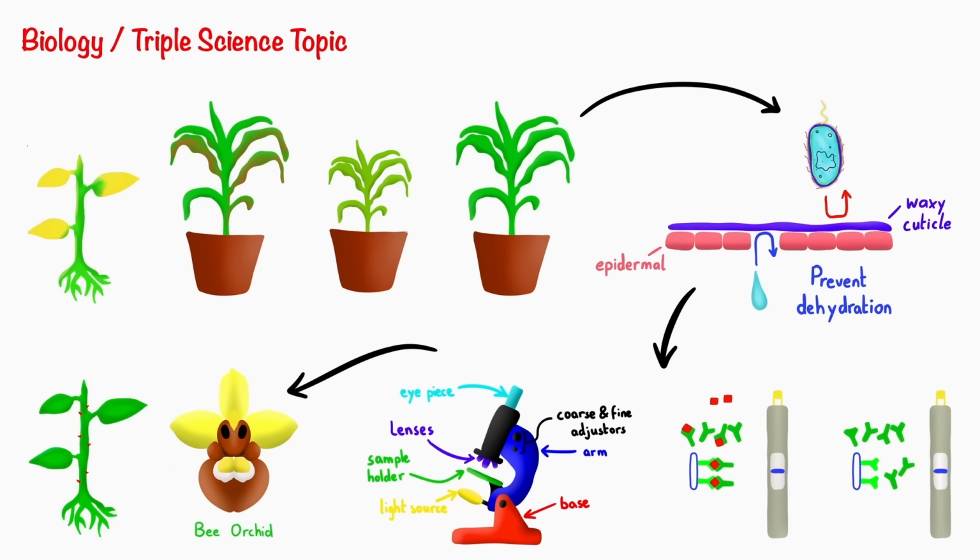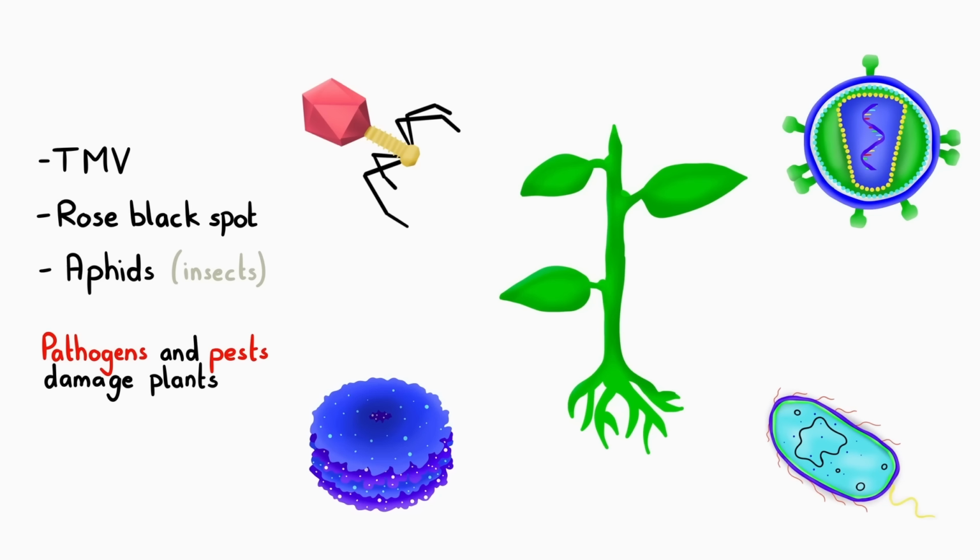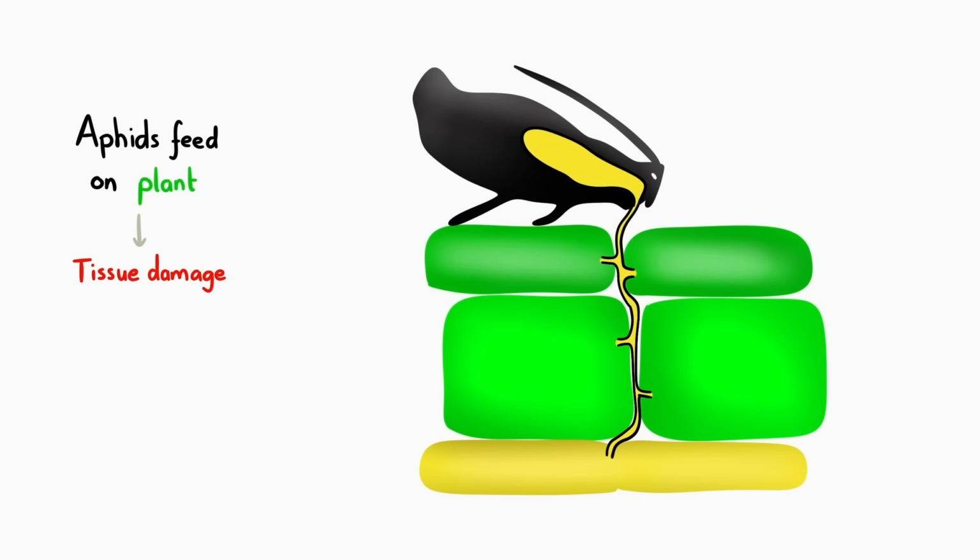Finally, we'll investigate the fascinating physical, chemical, and mechanical defense mechanisms plants use to resist infection. Plants, like all living organisms, are susceptible to diseases. Various pathogens can infect them, including viruses, bacteria, and fungi. We've already learned about tobacco mosaic virus and rose black spot in previous episodes. Plants can also be damaged by insects such as aphids, which feed on plant tissues and cause significant harm.